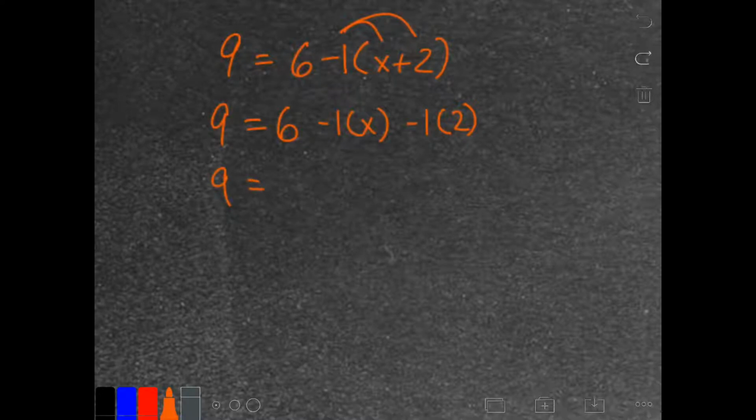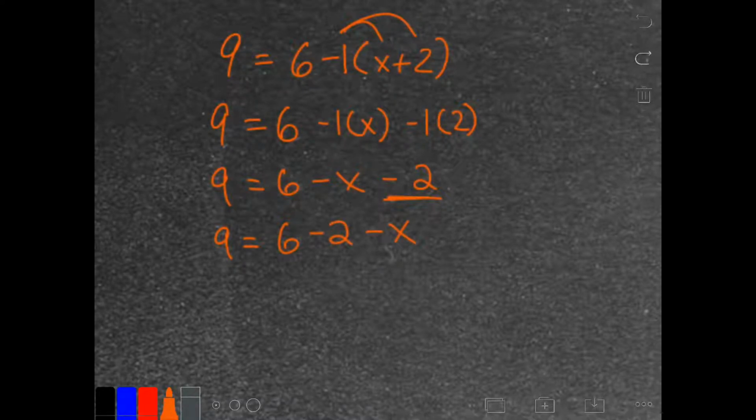Well, 6 is going to stay the same. Negative 1 times x is negative x. Negative 1 times 2 is negative 2. Let's go ahead and group like terms. So remember, like terms, same variable to the same power. So in this case, my constants are going to get grouped together. So 6 minus 2, don't forget the minus sign, minus x. Let's combine like terms. 6 minus 2 is 4, minus x.